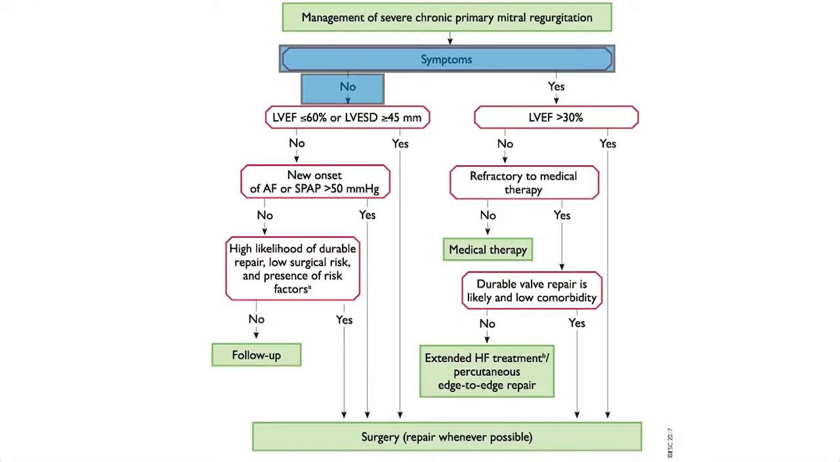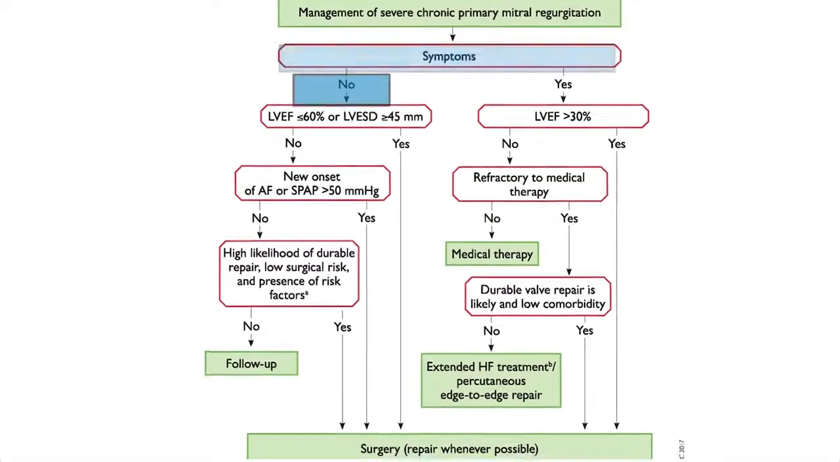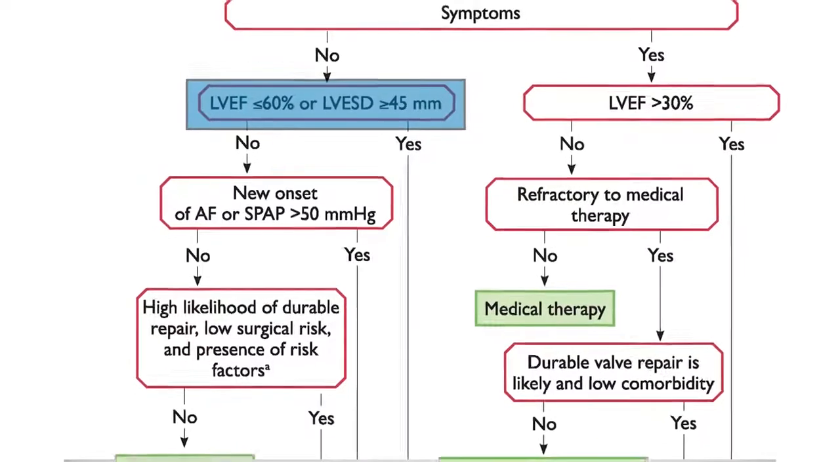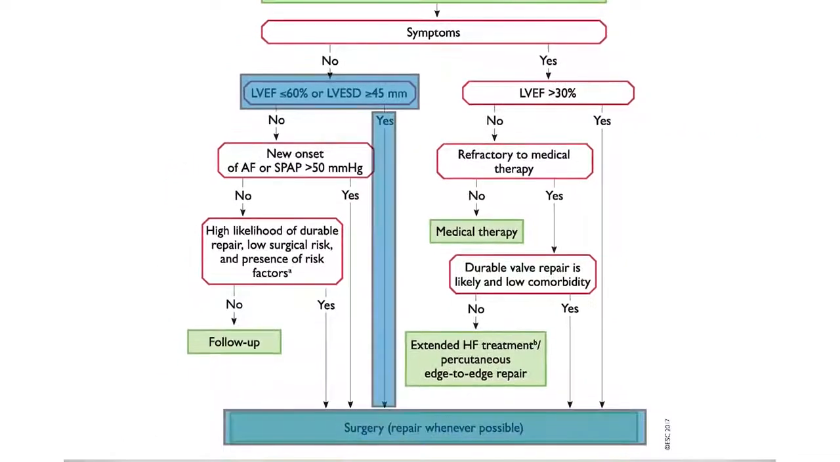Now, let's turn to the other part of the decision tree, to those patients who do not have symptoms, where it's a little bit more difficult to decide what to do. Here, we have to look at secondary findings of heart failure. In this case, an ejection fraction which is below 60%, or an end systolic diameter above 45. If the ventricle is very large and ejection fraction is starting to deteriorate, yes, despite the fact that the patients are asymptomatic, you should operate them.